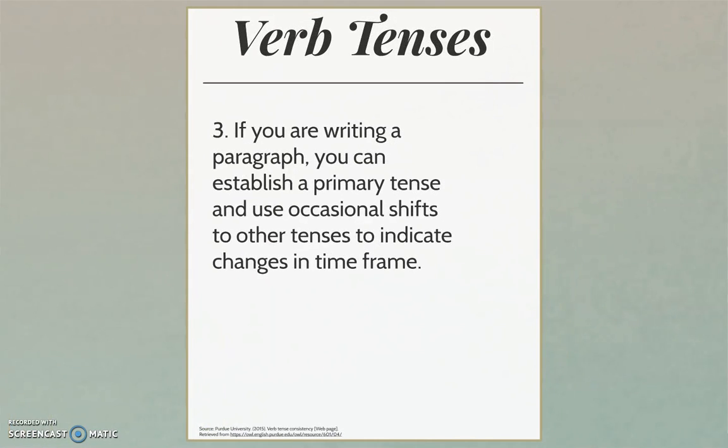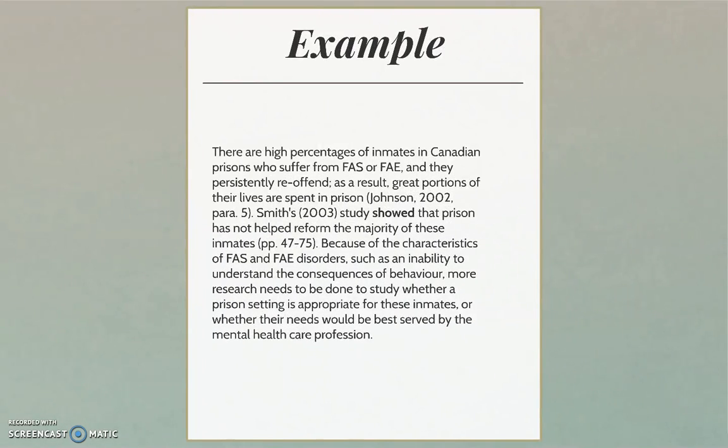If you are writing a paragraph, you can establish a primary tense and use occasional shifts to other tenses to indicate changes in time frame. For example, there are high percentages of inmates in Canadian prisons who suffer from FAS or FAE, and they persistently reoffend. As a result, great portions of their lives are spent in prison.